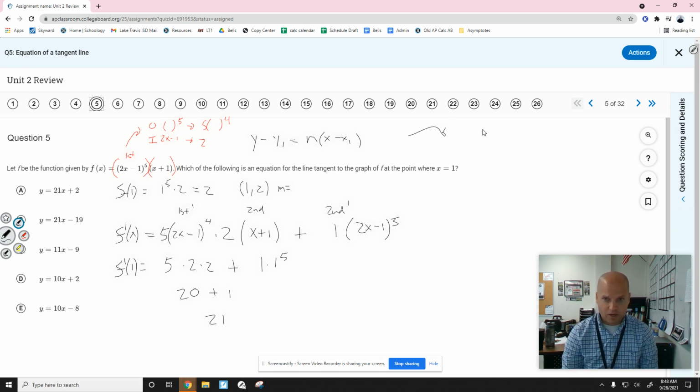So plugging in my information, y minus 2 equals 21 times x minus 1. It's all in y equals form, so I need to distribute. y minus 2 equals 21x minus 21 plus 2. y equals 21x minus 19.